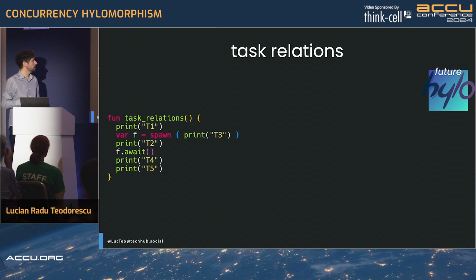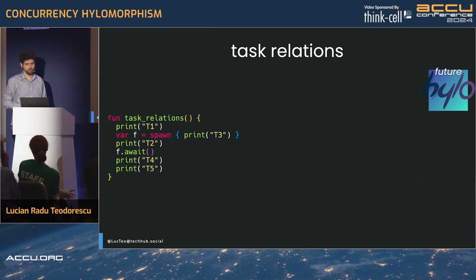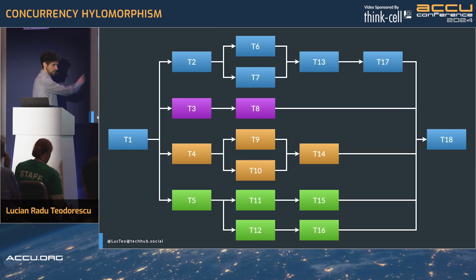So using a future version of Hylo, you would just say T1, then T2 and T3 are running concurrently. You await, making sure that from that point on, there's one single flow of execution, and then you have T4 or T5. In my simple example, I'm just using prints to represent the tasks, right? So that's the basic pattern. It's really just it. There are a few complications, but this is roughly 80% of what we need to do. That allows us to build incredibly complex things.